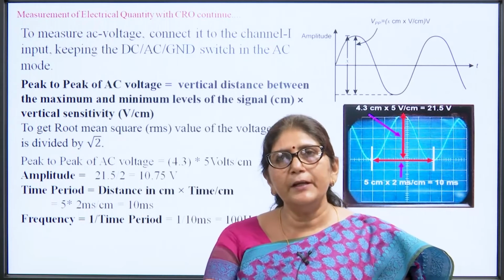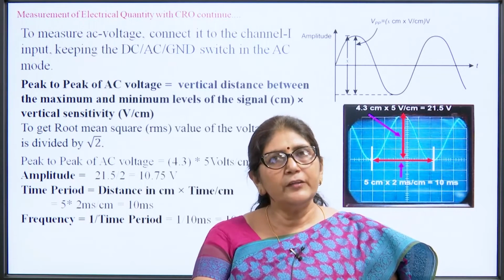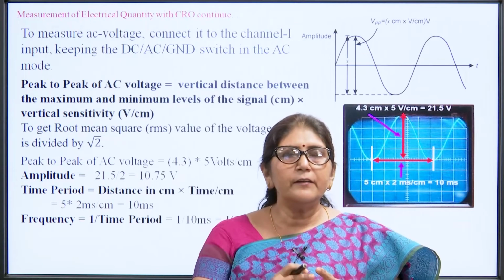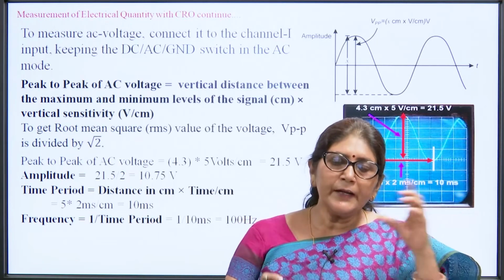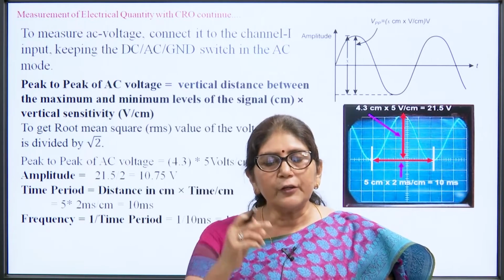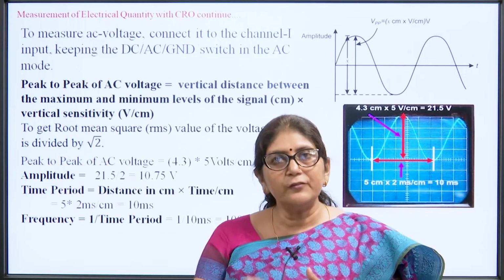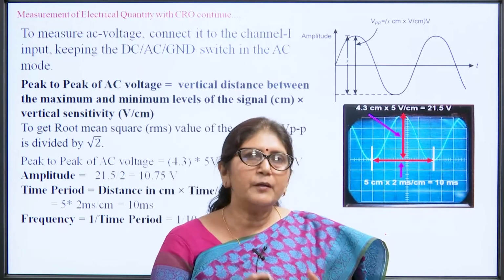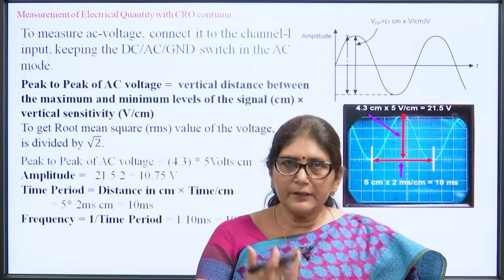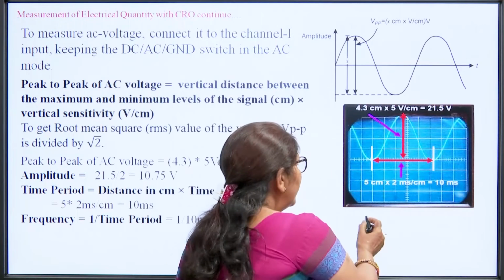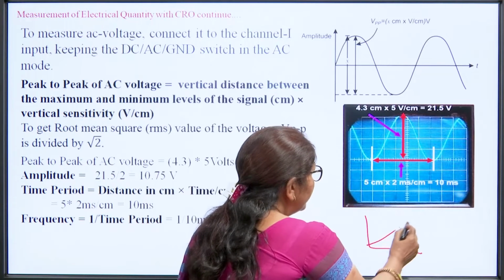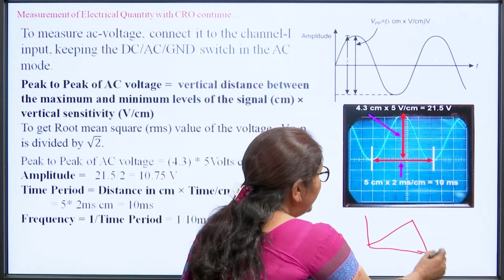So, input is applied at the Y channel, and at the X channel a time base generator signal is fed, and that time base generator signal is synchronized with this input signal. If it is not synchronized, then some portion of the waveform may disappear. The time base generator signal is basically in sawtooth shape, like this.